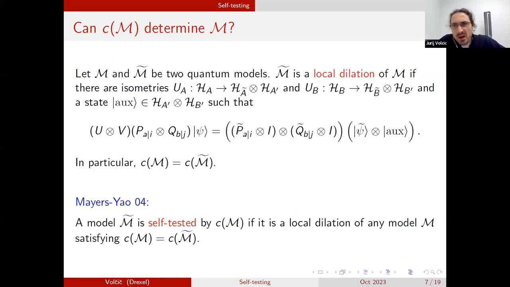Okay, so Mayers and Yao also gave the first example, right? So what was the first example? Well, the first model that they noted is self-tested is the famous one made out of Pauli measurements and the maximally entangled state of local dimension two, the one that gives the maximum violation of the Bell inequality, right? The original Bell inequality. So it's a pretty famous measurement, and that was in 2004.